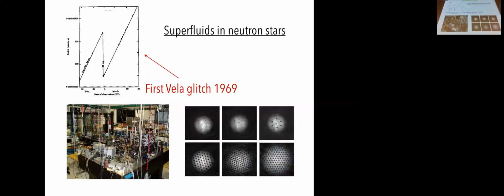Okay, so if we want to look at the superfluid, this point is kind of different because we can't build our experiment to test exactly what we want, but we just have to hope that we get lucky and observe something like this. This was the first glitch observed in the Vela pulsar in 1969.